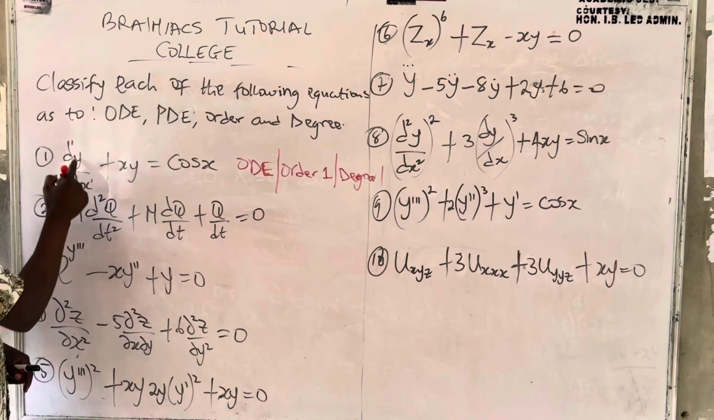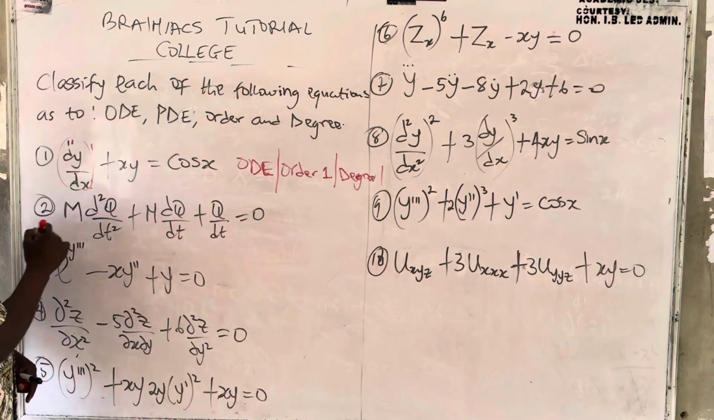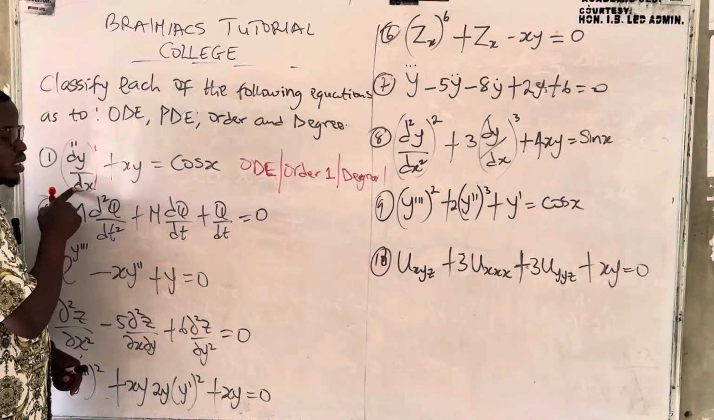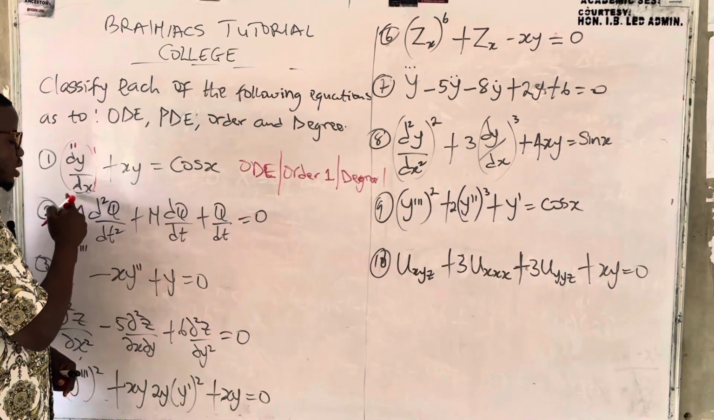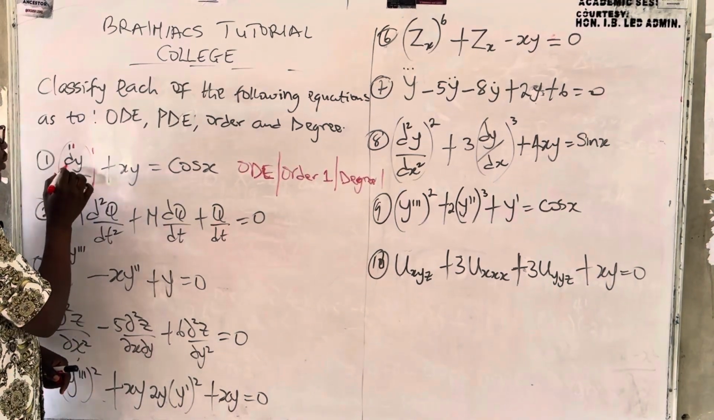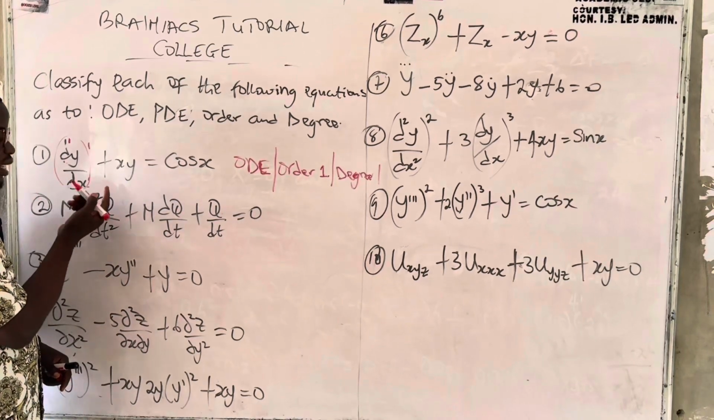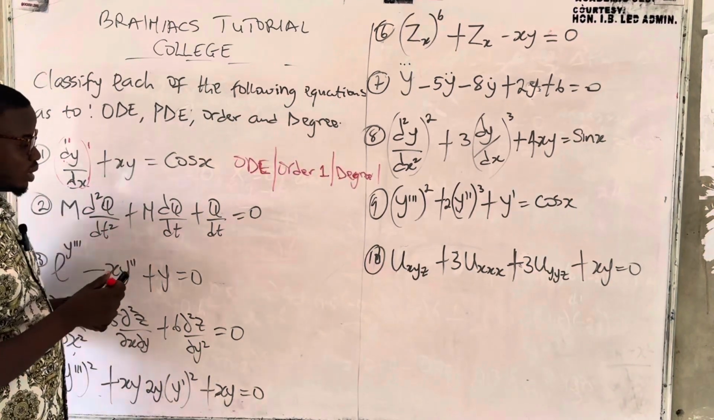And this is the order. Then to obtain the degree, the power, which is 1. So the highest derivative that we have here is just 1. We only have one derivative, which is dy/dx. So that's an ordinary differential equation, with this letter d that we have here. That tells us that this is an ordinary differential equation because, again, we have one independent variable.